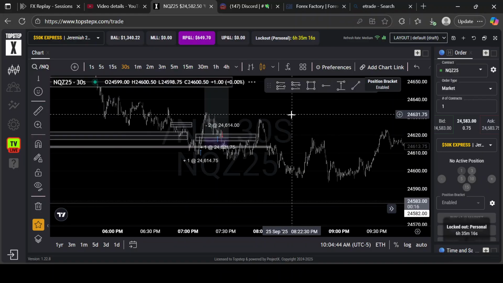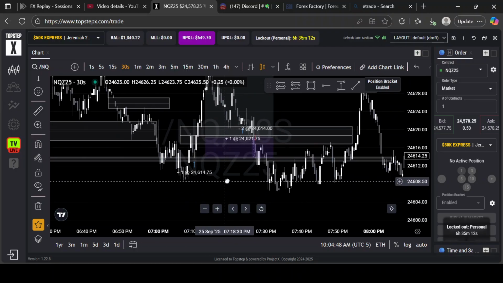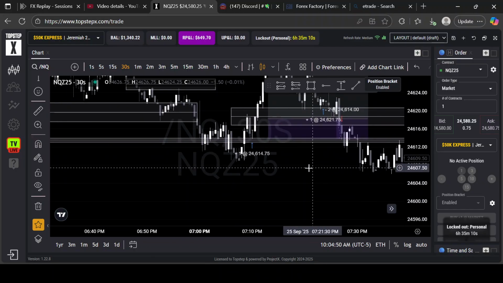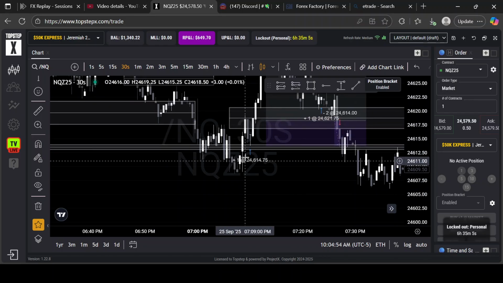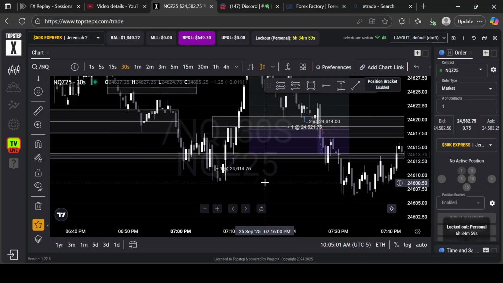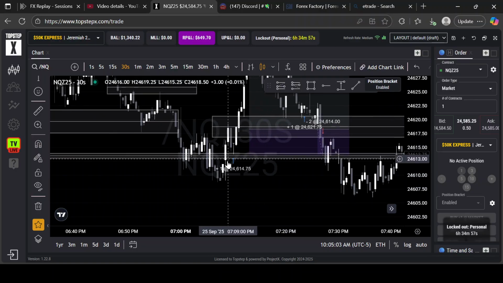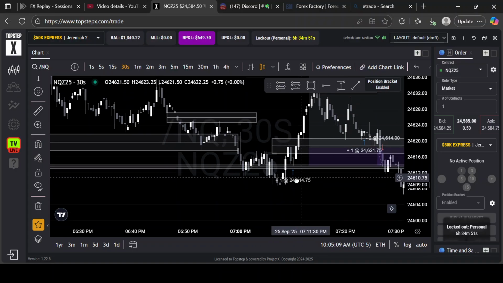Is there a way I could not have to scroll all the way back? Okay, boom. Here it is. So on the 30 second, this was almost a perfect entry, right? We had an inverse, and then we retraced back into this 30 second gap, and that is where I entered. As you can see, boom.